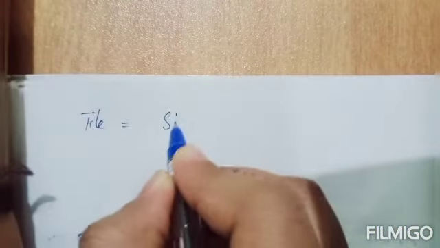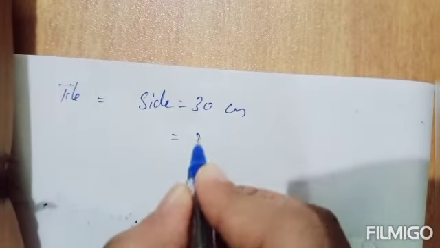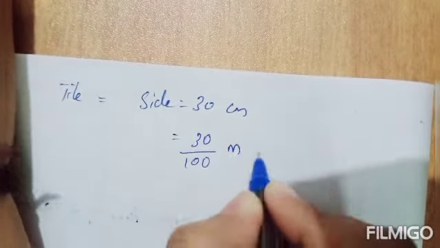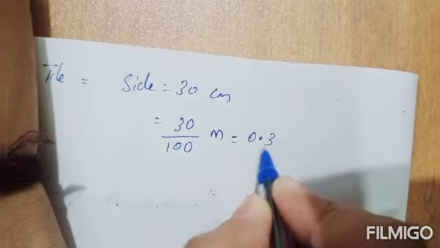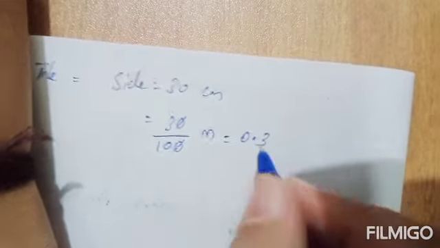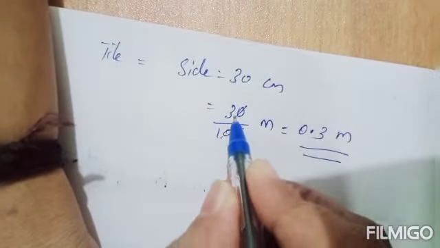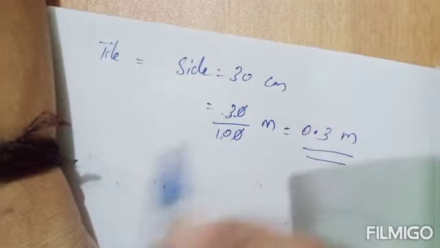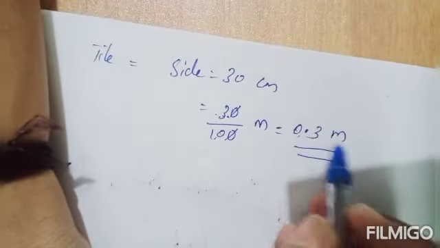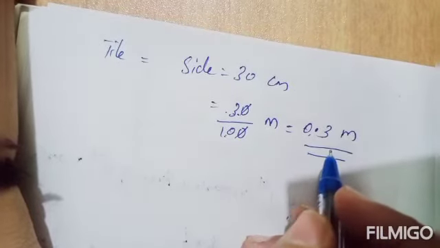Tile, its side is 30 centimeter. You can convert this to meter. That is 30 by 100 meter. You will get 0.3. Okay, 3 by 10 it is 0.3 meter. Division by 10, decimal point will move one place to the left. So here will be the point. You will get 0.3 meter. This is the side of square tile.